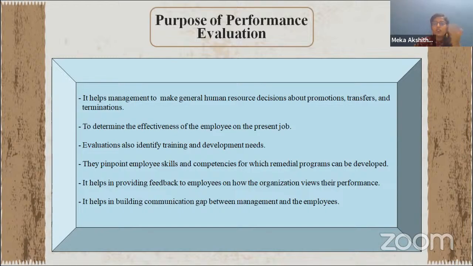Or else you would be finding some training needs. You will be knowing that the employee needs training in order to improve his skills or abilities, and to determine the effectiveness of the employee on the present job. The employee is allocated a certain role, right. Whether he or she is doing justice to that role, doing that task effectively or not, whether he is the best fit for that job or not, you would be able to know based on the performance evaluation of that particular employee.